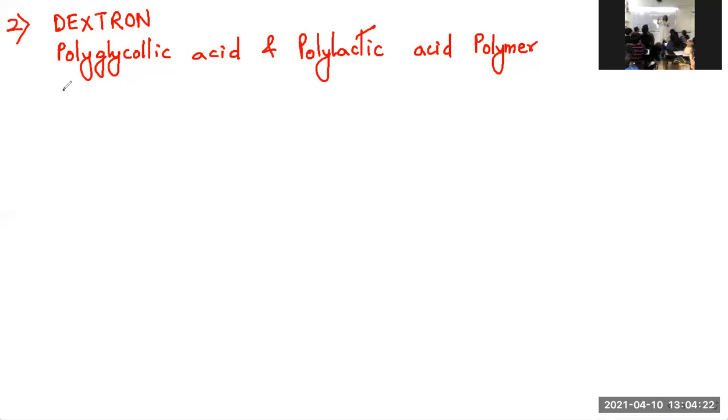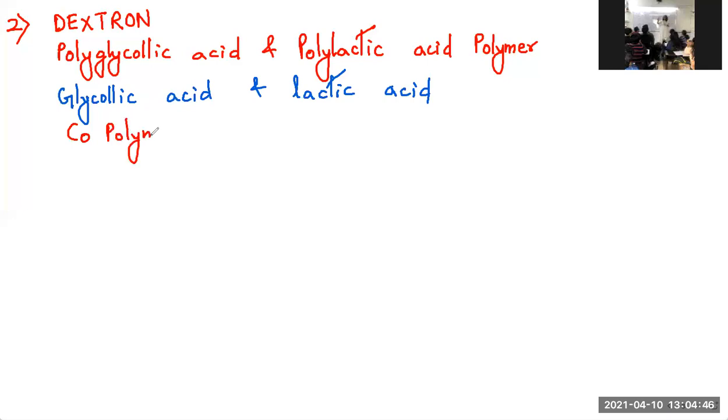Monomers are common sense. The monomers will be glycolic acid and lactic acid. So it is also a copolymer, and it is also having an ester linkage.